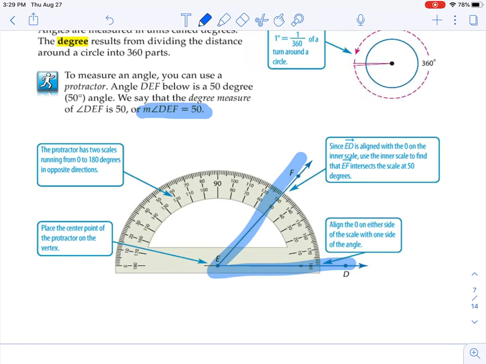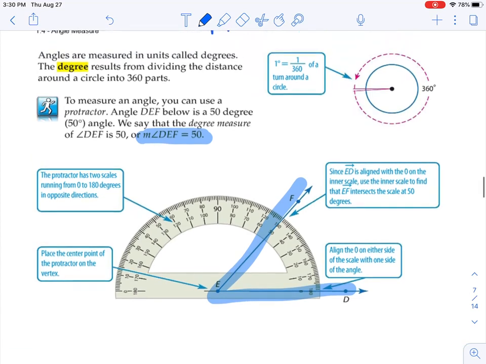Now I do want to let you know, in class, we aren't going to be using protractors very often, mostly just on this notes slides. But it's still good to know. We're going to assume that our angles are not drawn to scale, and we'll just solve using algebra. But here's a section on protractors.